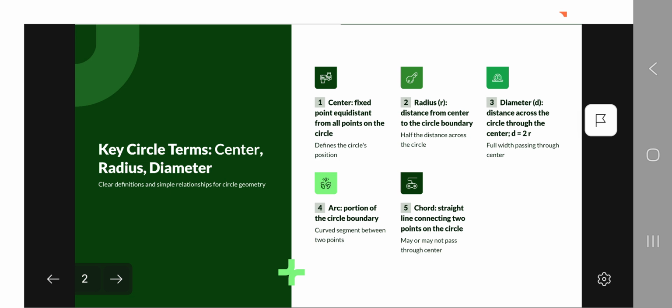So we're going to be talking about key circle terms: center, radius, and diameter. It also talks about clear definitions and simple relationships for circle geometry. Our first vocabulary term is center. A center is a fixed point equidistant from all points on a circle. It defines the circle's position.